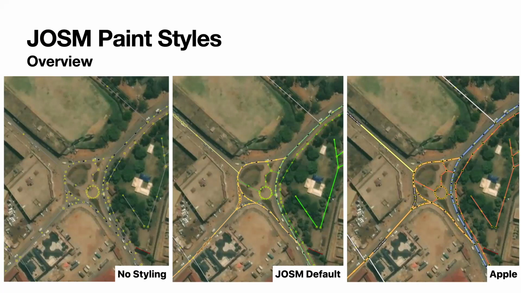In the middle, we can see what the same area looks like with the JOSM default style applied. Again, a little more definition to the features now. We can see road names. We can sort of see outlines of roads and other paths. And then on the right, we can see what the Apple paint style looks like. It's an open source paint style in the OSM Lab repo. Even more definition, we can see the road names a bit clearer, and it's a little bit easier to tell where the paths are.